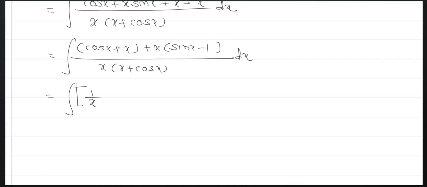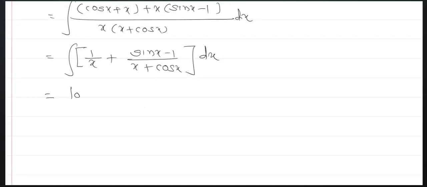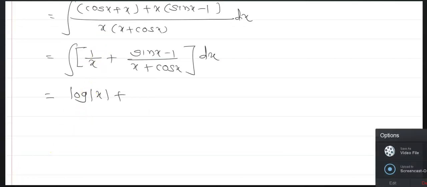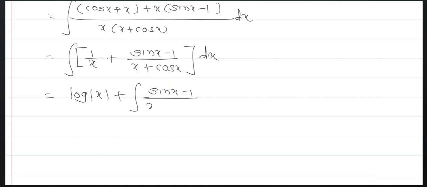Separate it. That is the integral in square brackets of 1 upon x plus sin x minus 1 upon x plus cos x dx. And the integral of 1 upon x is log of mod of x. And again here, sin x minus 1. The derivative of x is 1 and of cos x is minus sin x. Take minus sin as common from these two. Then you will get the form f dash of x upon f of x. That is nothing but log of mod of f of x. Now see this here. Take minus sin as a common.